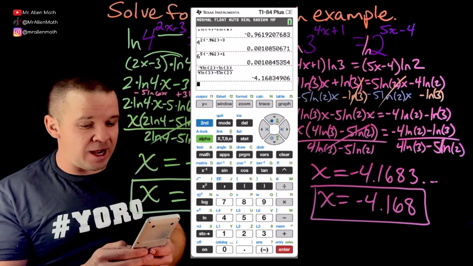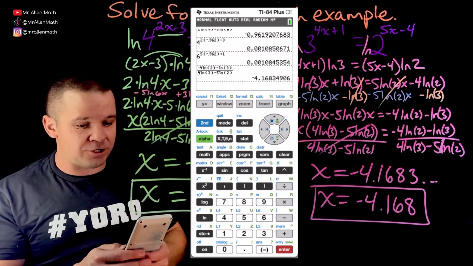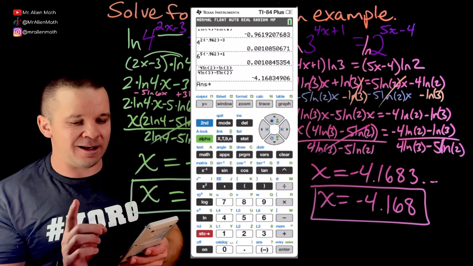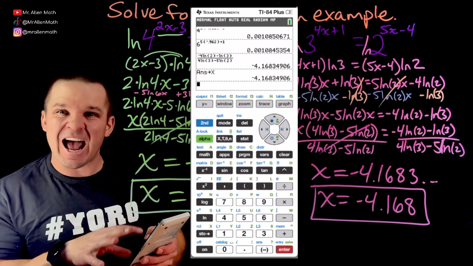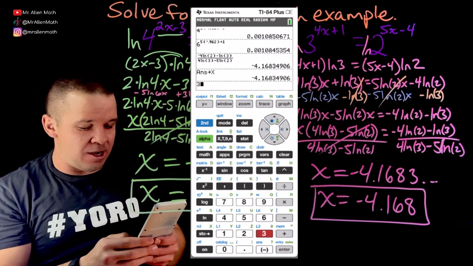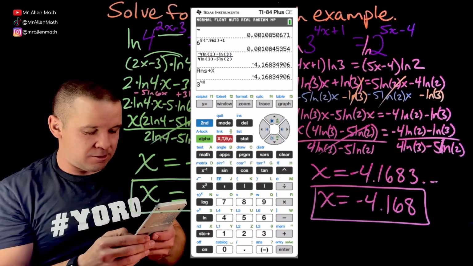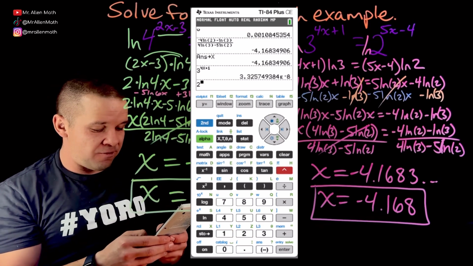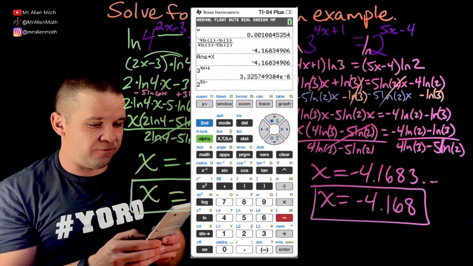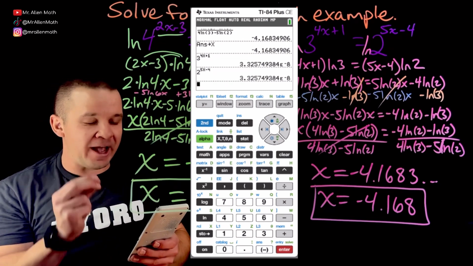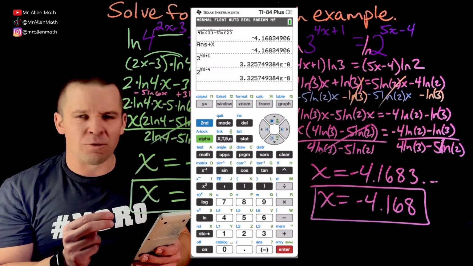Let's just check it just for fun here. Actually, you know what? I'm going to do this. Check this out. I'm going to hit store as x, hit enter. Now it's stored in there as my x variable. And I can actually just type it in as I see it like this. 3 raised to the 4x plus 1. Hit enter. And I can do 2 raised to the 5x minus 4. Hit enter. And I get the exact same answer here, which is a really, really small number.